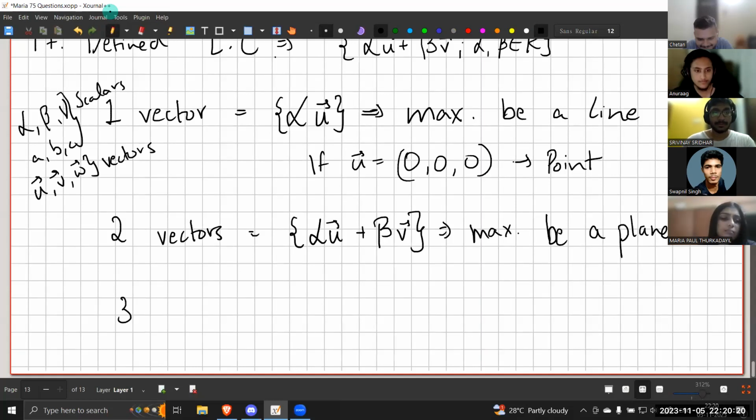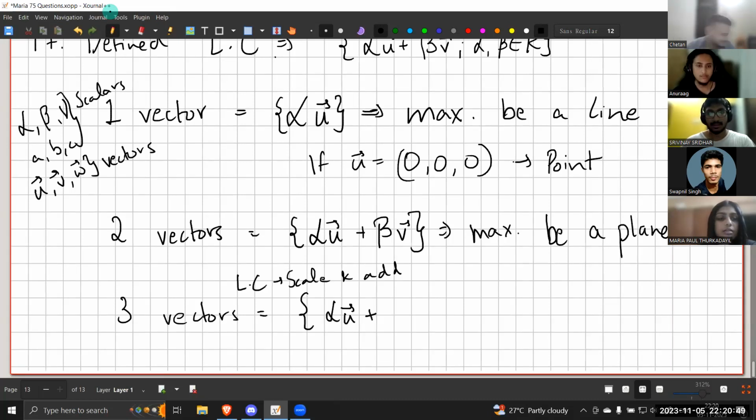How would I write it? So I just need to do a linear combination. Linear combination is nothing but scale and add, right? So can someone tell me? Let's take alpha times vector u, beta times v, and gamma times some other vector w. Exactly, right? Gamma times w.